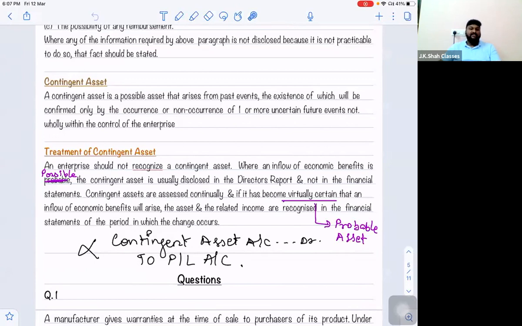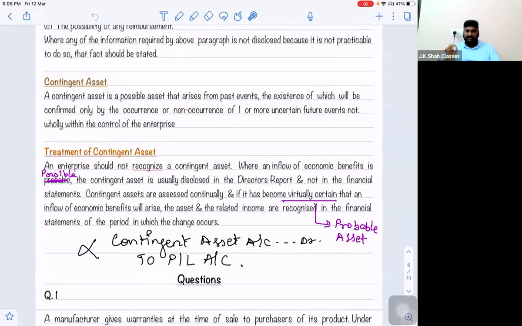So what the definition says is, a contingent asset is a possible asset that arises from past events, the existence of which will be known only on the occurrence or non-occurrence of one or more uncertain future events, not wholly within the control of the enterprise.